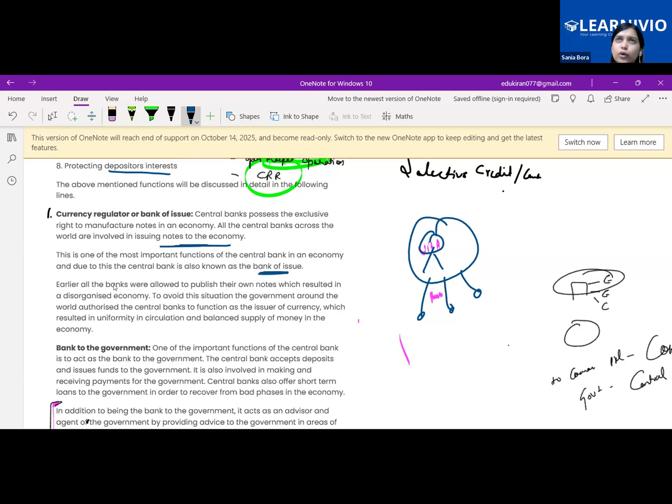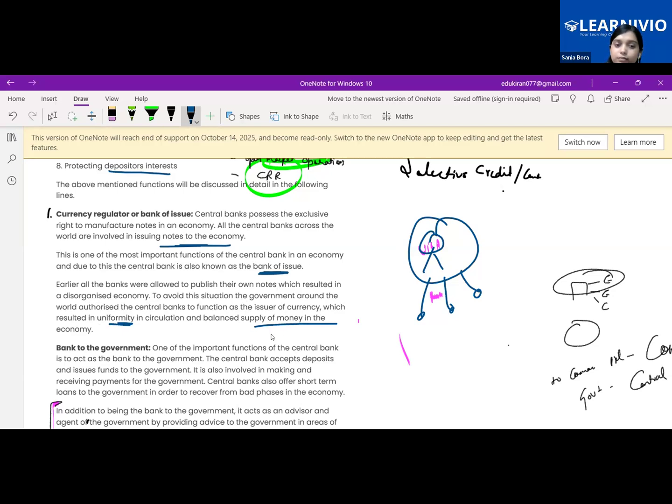Sometimes they ask you the question, why only the central bank is given the authority? Why not other banks? Earlier, all the banks were allowed to publish their own notes, which resulted in a disorganized economy. For example, everybody is issuing currency whenever they want, so there would be dysregulation. But now only one authority issues the currency, so everybody will accept whatever orders it imposes. To avoid disorganization, governments around the world authorized the central bank to function as the issuer of currency, which resulted in uniformity in circulation and a balanced supply of money in the economy.